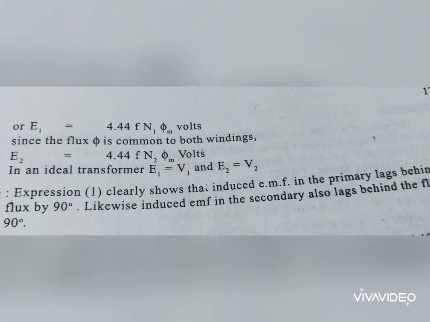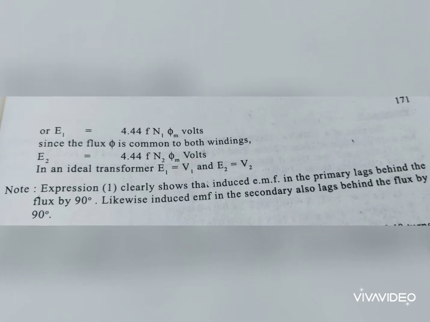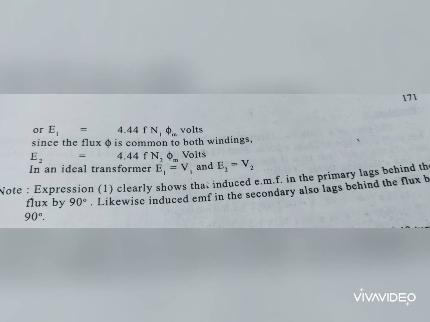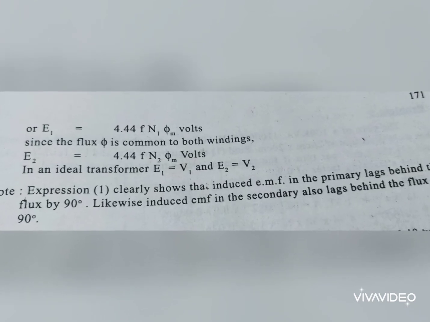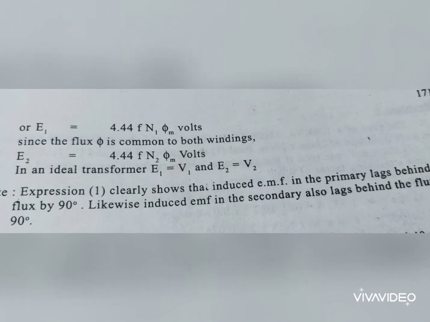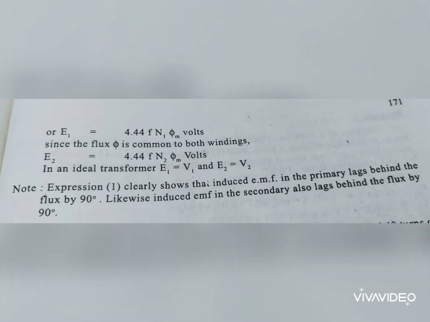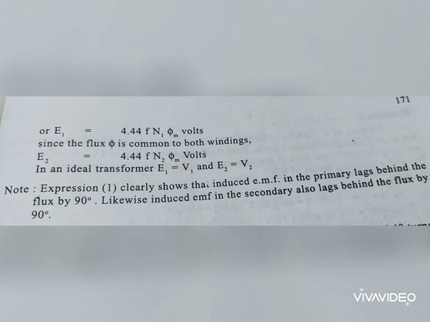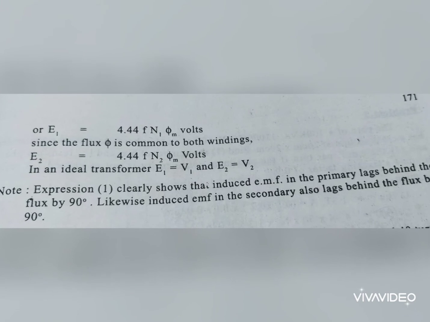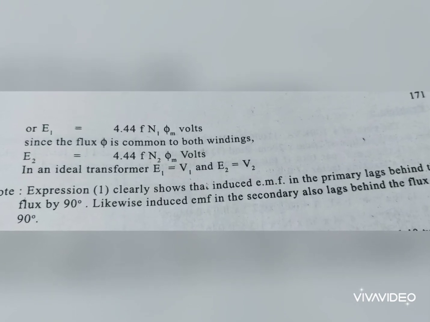Since the flux phi is common to both windings, E2 = 4.44 f N2 phi m volts. In an ideal transformer, E1 is equal to V1 and E2 is equal to V2. So this is the answer.